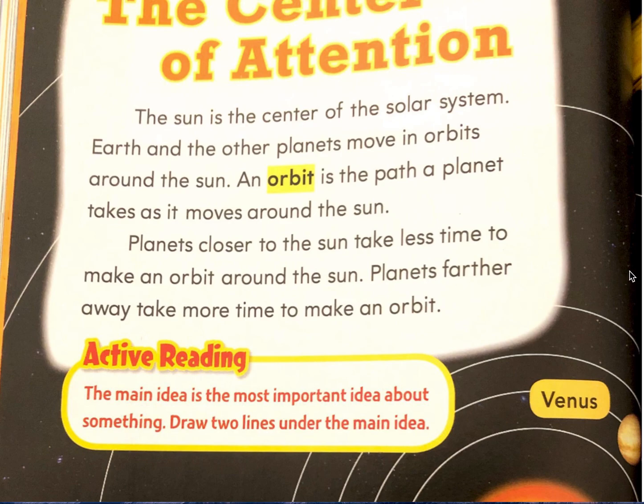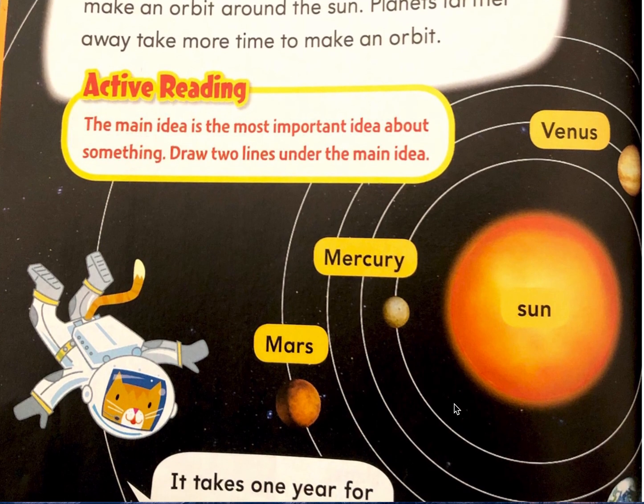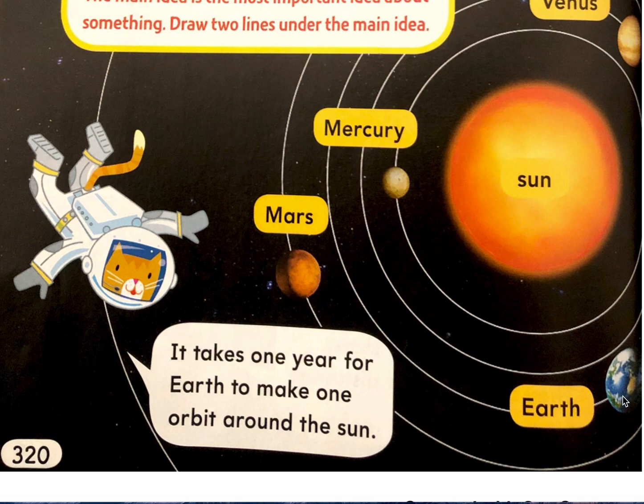Now, if you look at the picture here, you can see all the planets and their orbit around the sun. Take your finger and trace Mercury's orbit all the way around the sun. That is the path in which Mercury travels around the sun. Now, use your finger to trace around Earth's orbit. You will have to go on to page 321 to finish Earth's orbit.